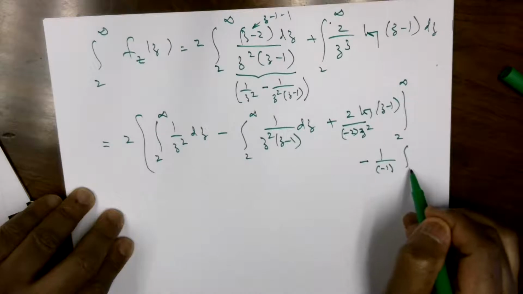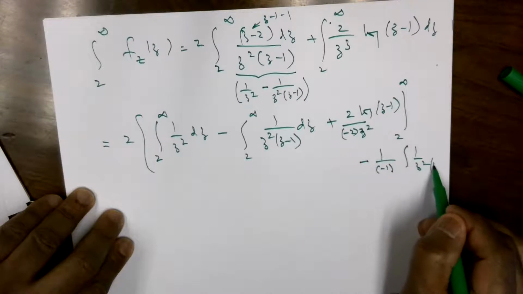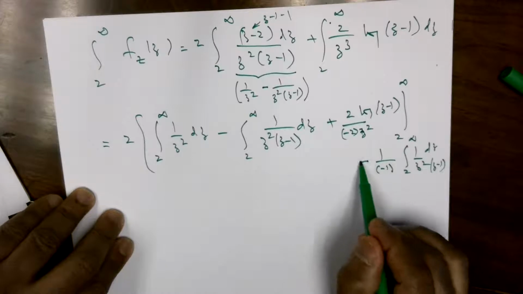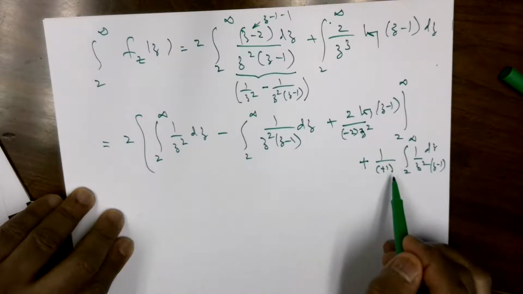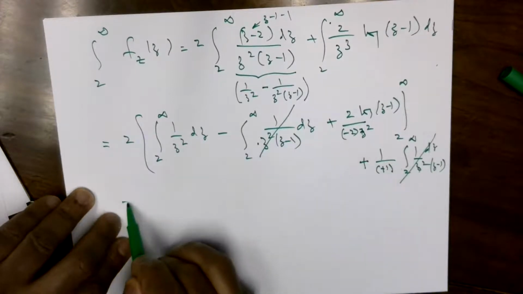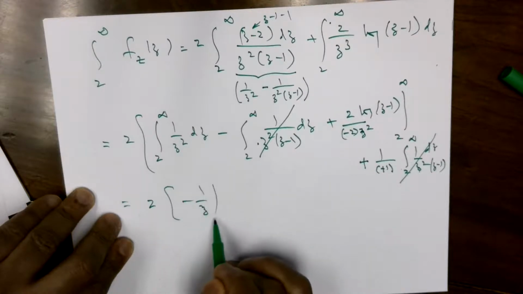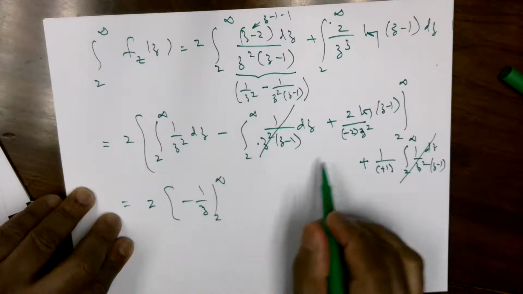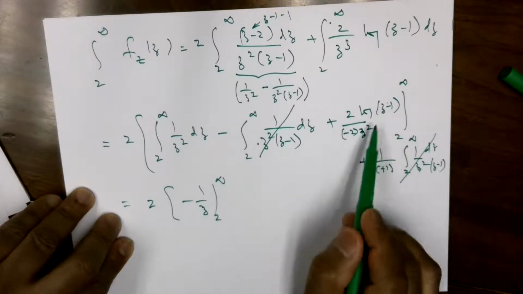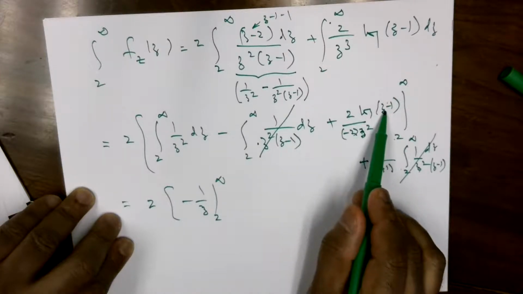Then integral 1 over z squared from here, and the derivative of this, which is z minus 1 dz, 2 to infinity. So minus minus becomes plus. Notice that this term is exactly the same as this with a minus sign, so this goes away. The derivative of this is 2 multiplied by minus 1 over z, 2 to infinity. And when you substitute the top limit, this rapidly goes to 0. So the top limit is 0, bottom limit is z equal to 2.